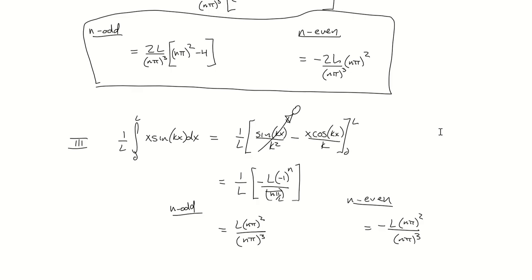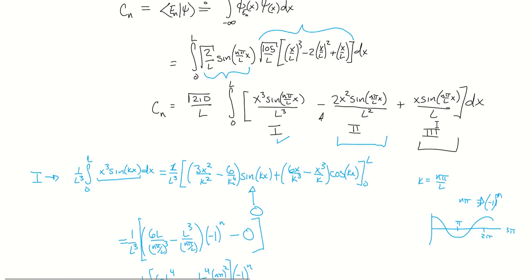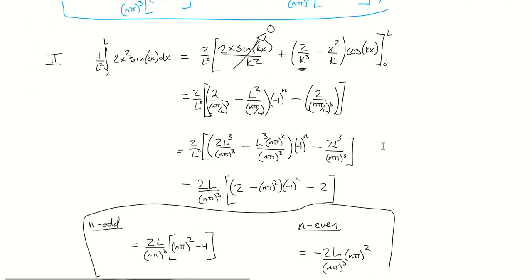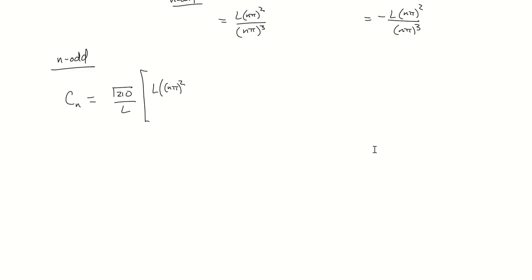So we've sorted out all three of those integrals, plugging them back in here and acknowledging that the second one is multiplied by this negative sign. We've essentially, minus some simplifications, sorted out what our Cn's are going to be. And we're going to have two solutions, for odd and for even, right? So if we plug in the odd terms, we have that 210 divided by L sticking out front. And our first integral for the odd ones was this n pi squared minus 6 all over n pi cubed.